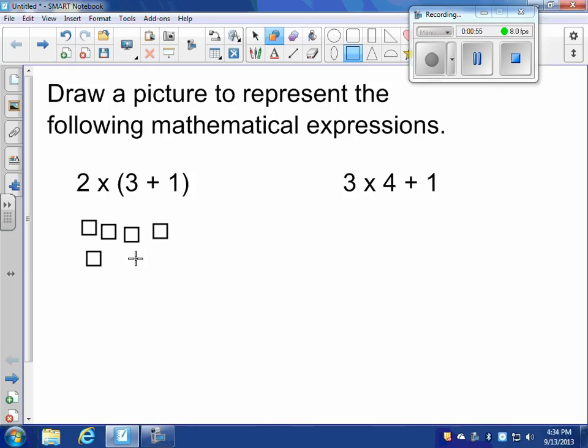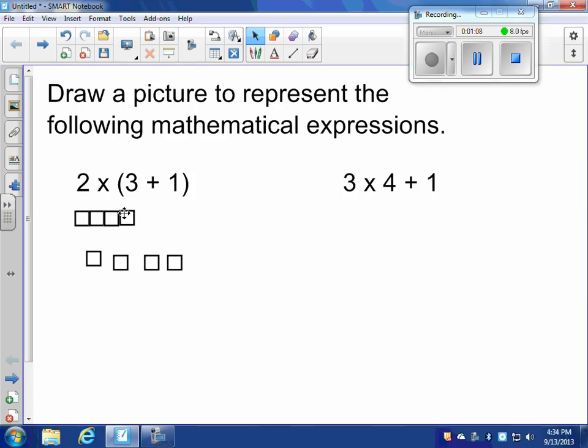What I would do is I would show 3 plus 1. So here's my 3, and here's plus 1. And I'm going to just shade this one to make sure that we know that one is different, that one's our plus 1. So shade, shade. And then I'm going to have another row of 3 plus 1. So here I have 2 rows, or 2 groups of 3 plus 1.